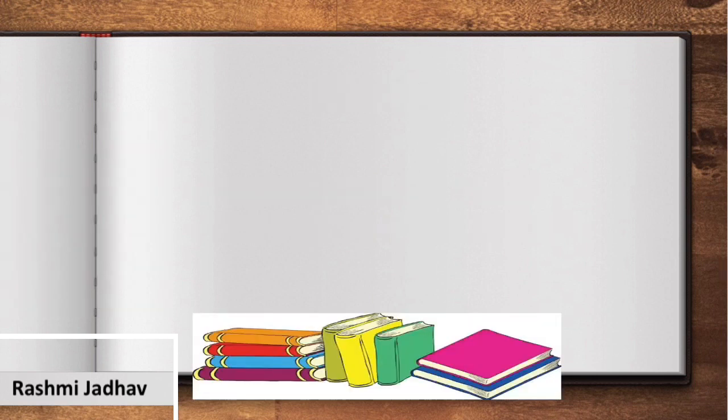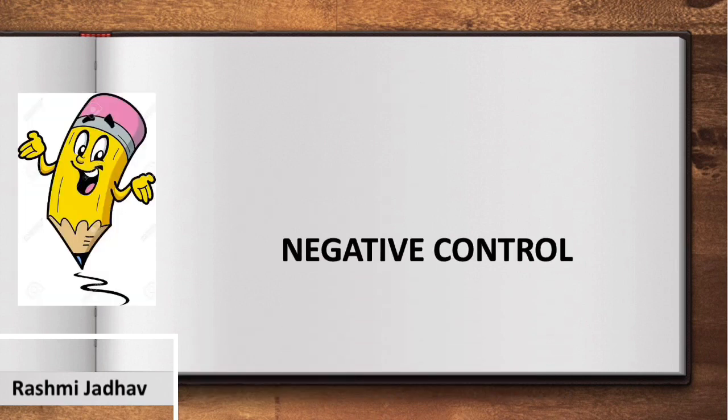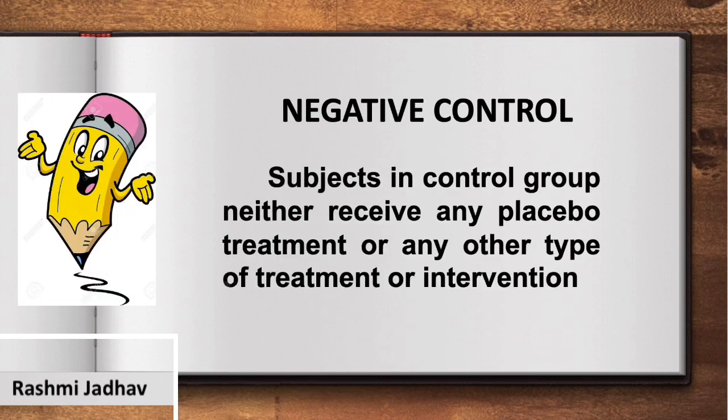We can see three types of control or control groups. First is negative control, second is clear control, and third is positive control. Let's see negative control. We say negative control when subjects in the control group neither receive any placebo treatment nor any other type of treatment or intervention. It means in negative control, subjects don't receive any treatment.